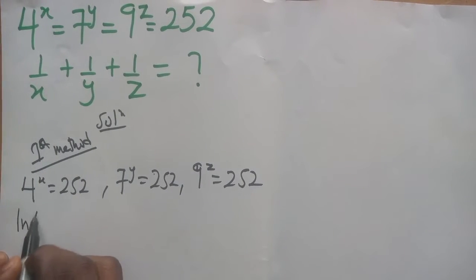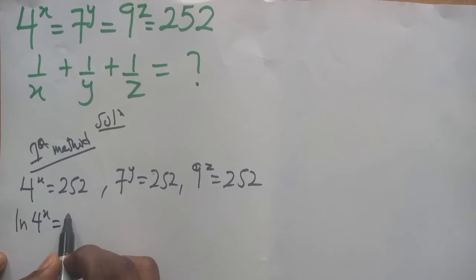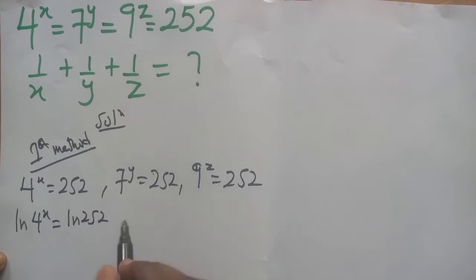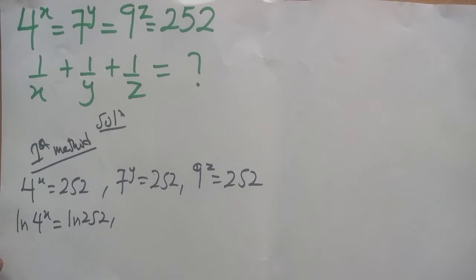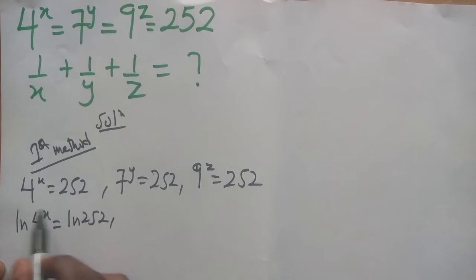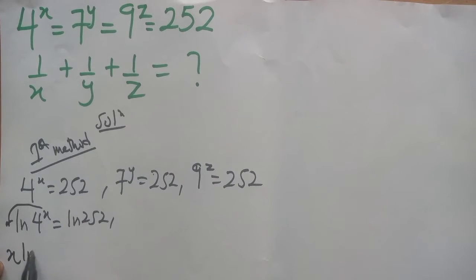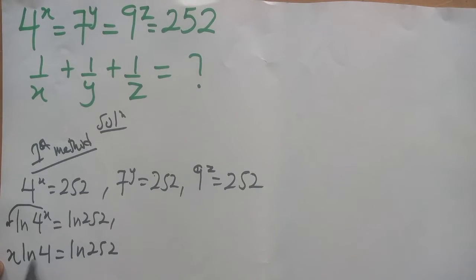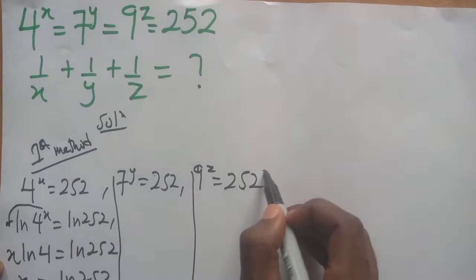So we have ln 4 to the power x equals ln 252. In this case, this exponent moves to the front. I have x ln 4 being equal to ln 252. So to make x the subject, it's just going to be ln 252 divided by ln 4, right? So now with the first part, it applies to every part here.